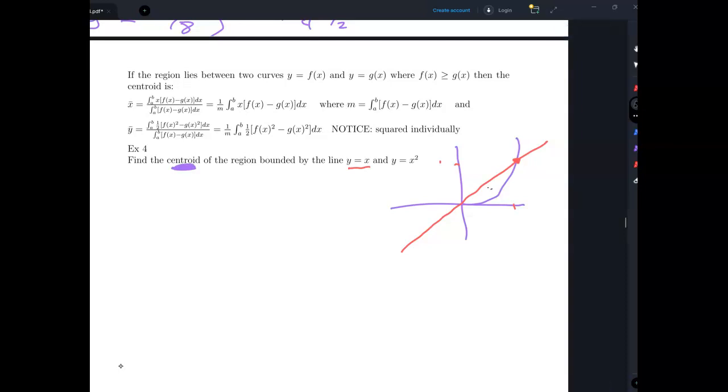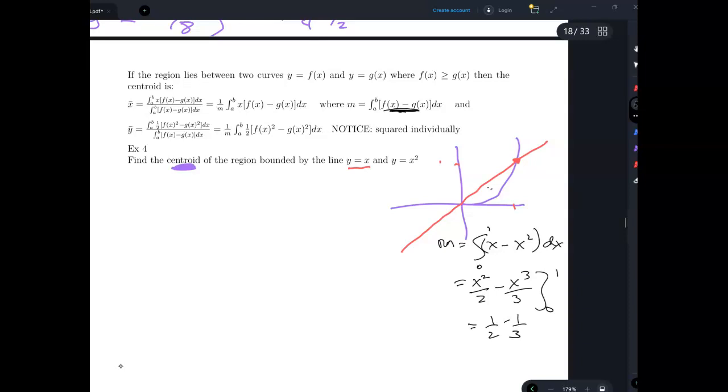So let's look at what we need to do. First off, the mass is going to be the subtraction of the two functions. So let's just go find that. So m will be the integral of the top function minus the bottom function. And you know that they intersect at 0 and 1. So x squared over 2 minus x cubed over 3, from 0 to 1: 1/2 minus 1/3, so 1/6. Okay, so that's my little m that I'm going to be dividing by.